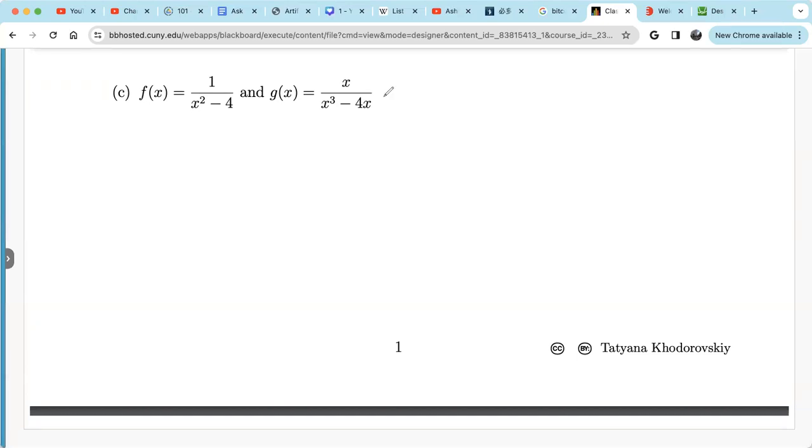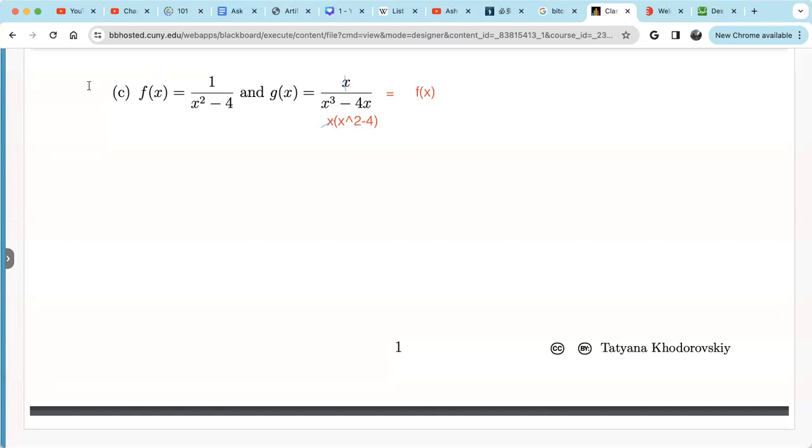So C is similar, right? Let's just simplify the second one first. The denominator can be factored as x squared minus 4. Then in the numerator, we have x as a factor, and in the denominator, we have x as a factor. So function g can be simplified to be f. But the domain will be different.